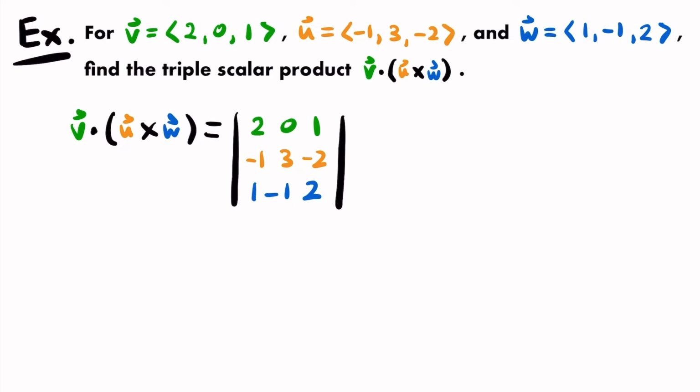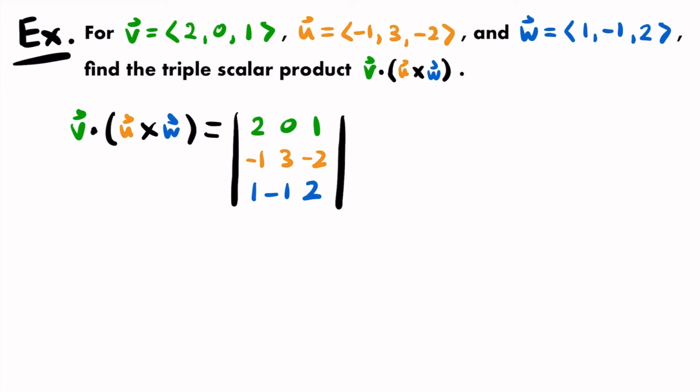All right, so now that we have this 3 by 3 matrix set up, all we have to do to calculate the triple scalar product is find the determinant of this 3 by 3 matrix. And the process is very similar to how we calculate a cross product, right? This is very similar to how we set up the cross product of two vectors.